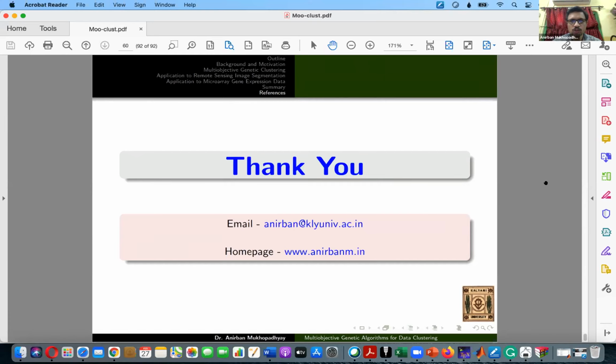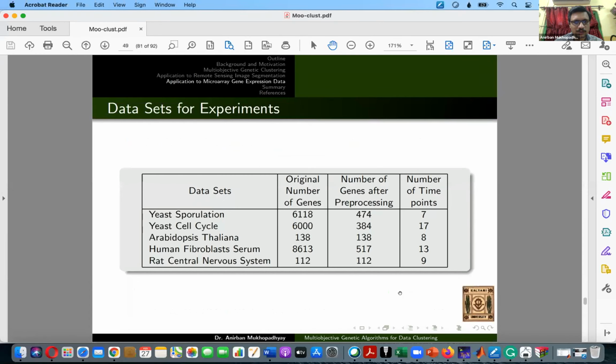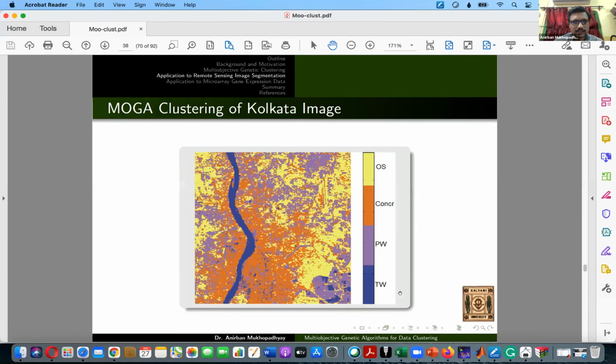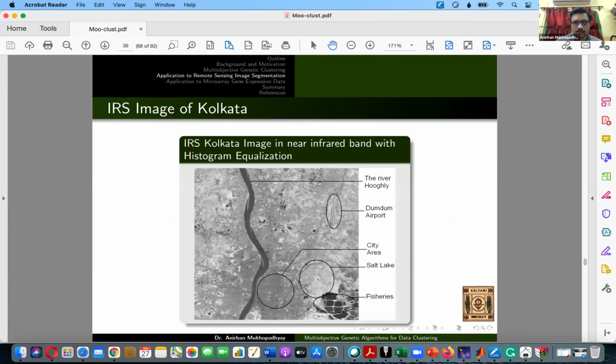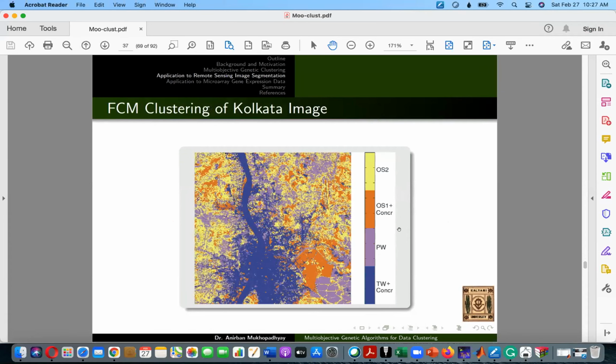No, actually we have used four bands. I just skipped that part. You see that we have used four bands: blue, green, red, and near infrared. But you showed a black and white image. That is the near infrared band, just for visualizing the image. Okay. So the output is showing a multispectral image output, no? Yes. Okay.